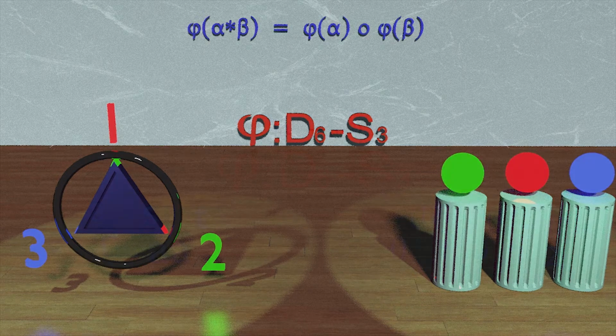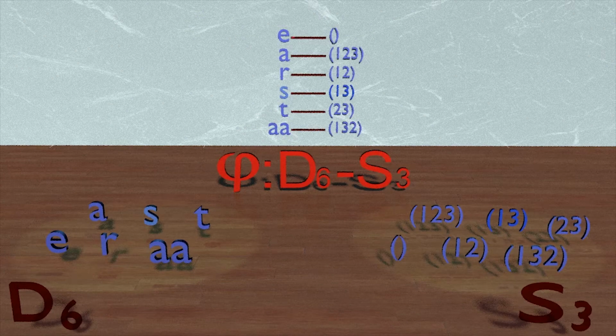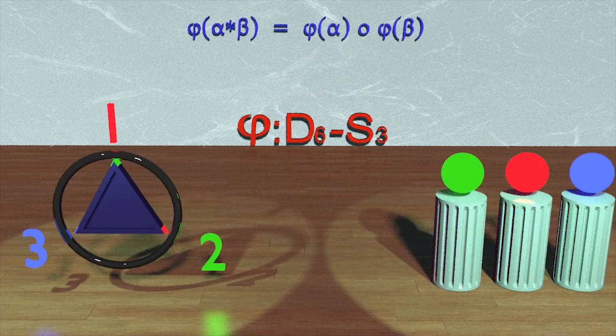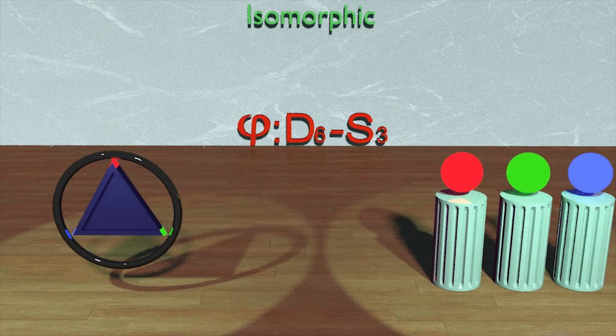In this video, we showed a 1-to-1 and onto mapping from the group of symmetries of a triangle, D6, to the group of permutations of 3 objects, S3, and the mapping satisfied this equation. We considered these two groups to be equal shaped, so we called them isomorphic. In our next video, we will cover some of the characteristics of the isomorphic mapping between two groups.